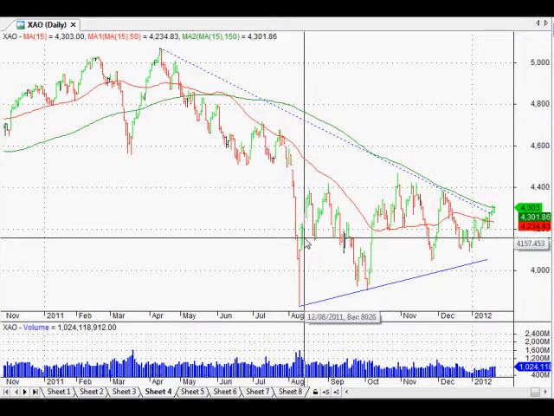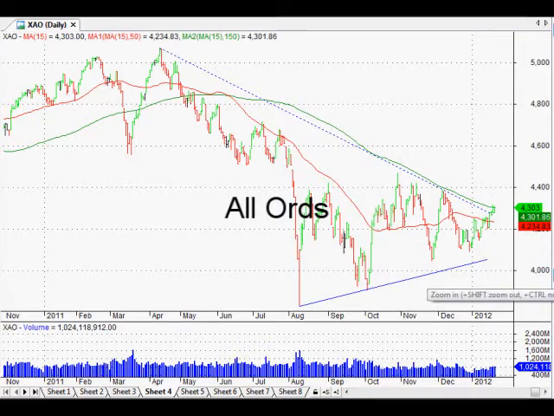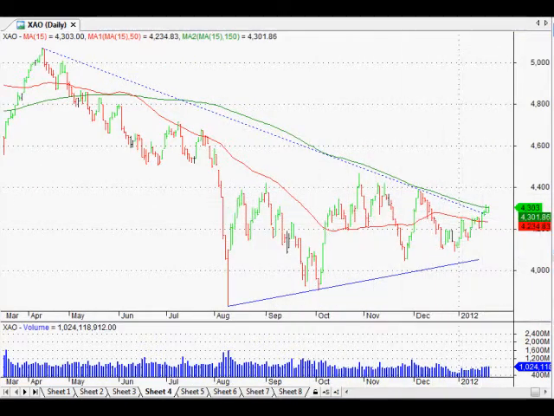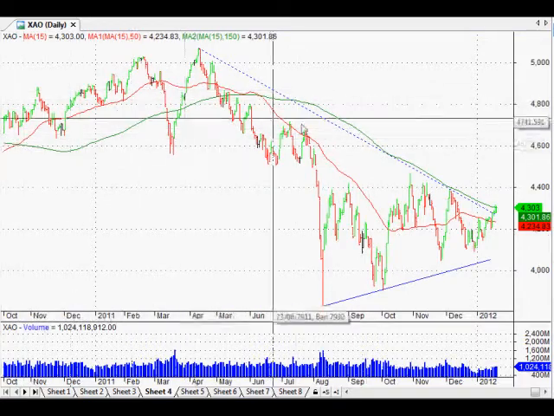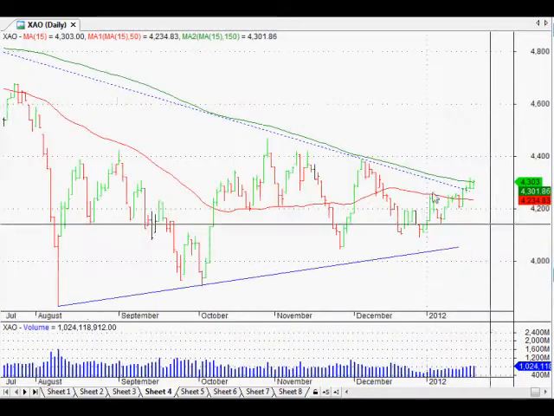We start with the index that I personally trade, which is All Ordinaries, down under in Australia. This one has been trading in a sideways range for about 5 months. No dramas here, not really rocket science in any way, shape or form. As you can see, it's been below the 150-day moving average, and it's been below this trend line. And that's exactly what we've been looking at the moment.